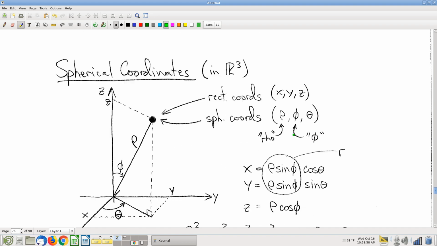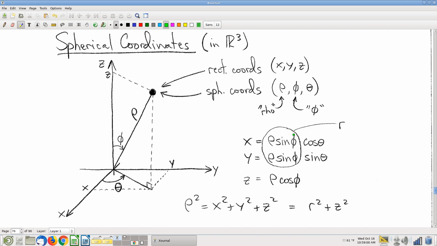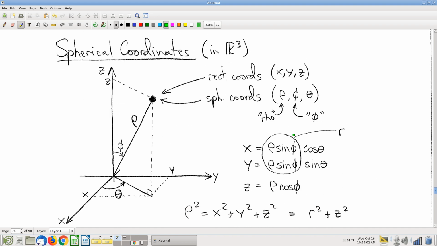Okay. The next one, though, spherical coordinates. This one's trickier. This one does require a little bit of discussion. Let's see. Oh my gosh, it's already 11.